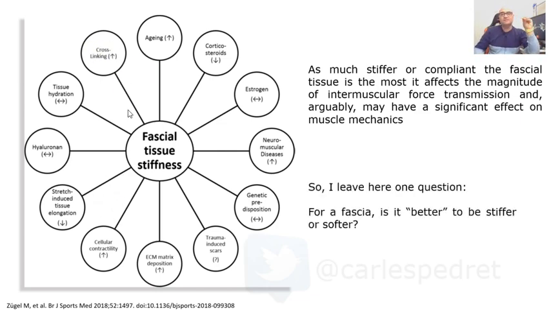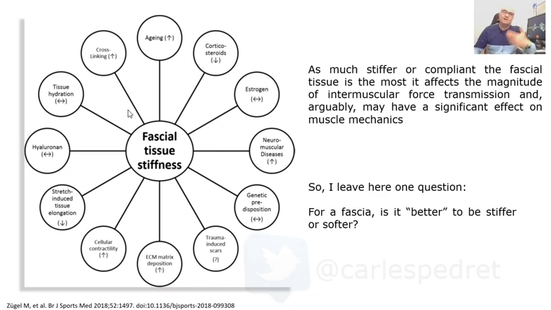But I leave a question here: what do you think for the fascia? Is it better to be stiffer or softer? I think this is a good question, and we can go further and ask, for an aponeurosis or a tendon or intramuscular tendon, is it better to be stiffer or softer? We need to think about that, because this has very strong implications for muscle and tendon injuries and tendon pathology. So I'll leave a question here. You can leave your answers in the comments if you want.